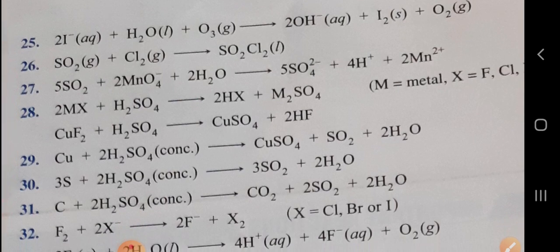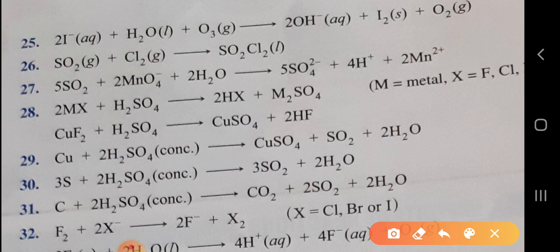Equation number 25 is the reaction here. O3 is reacting as an oxidizing agent, and it oxidizes I negative ion to I2, and it itself gets reduced. So this is important. It shows the oxidizing property of ozone.